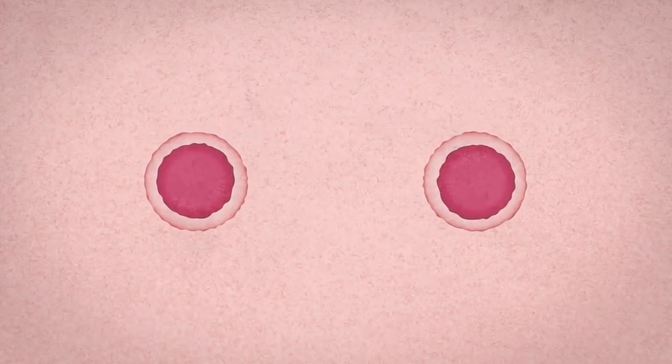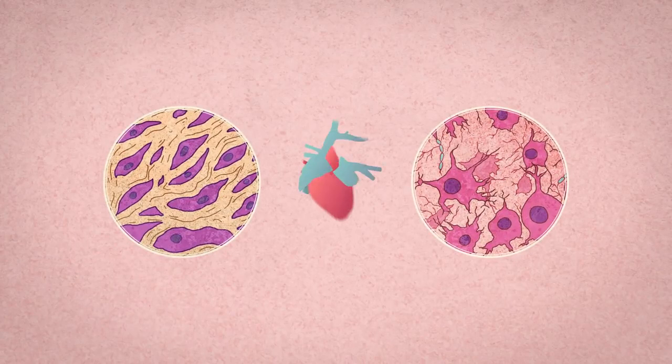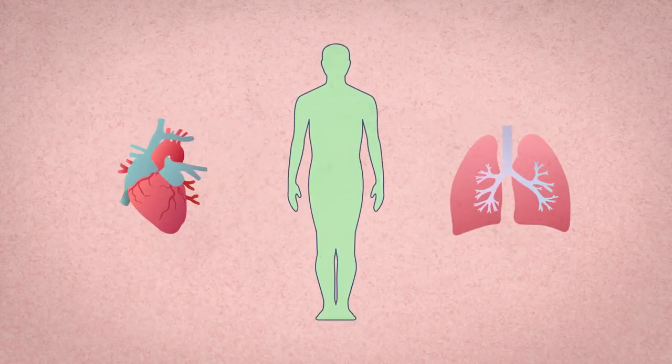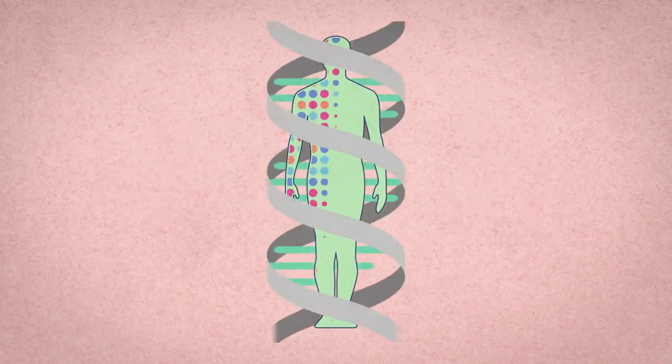Cells interacting together make tissues. Tissues cooperating with each other make organs. Organs cooperating with each other make an organism. You. So, you are who you are in large part because of your genome.